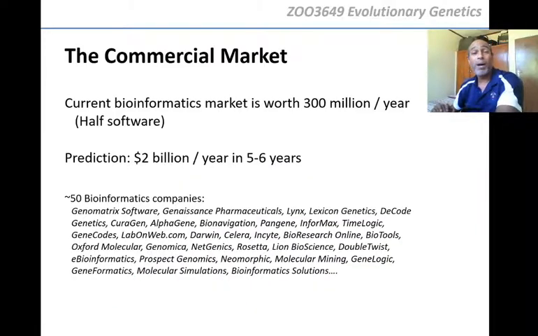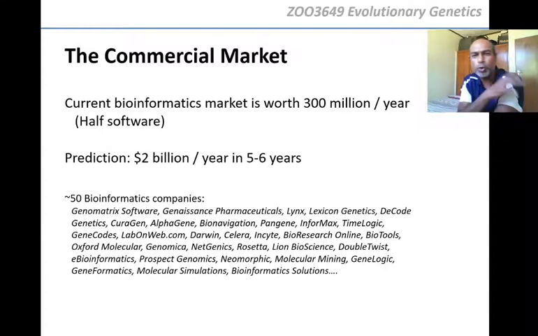What about the value of bioinformatics? I think soon we will not be able to place a value on bioinformatics. Current bioinformatics, this was already 3-4 years ago, was 300 million per year, half of which is in software development. That just goes to show how important the algorithms are, because without those algorithms you can't get anything out of all the data you're generating.